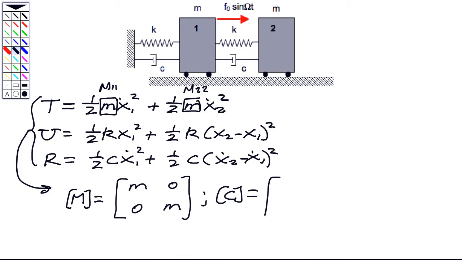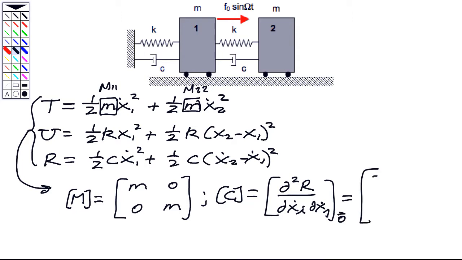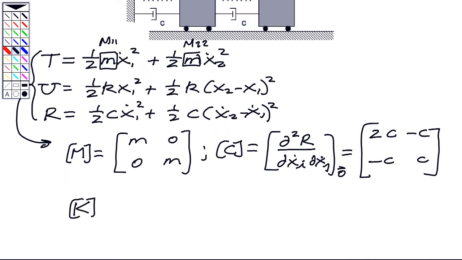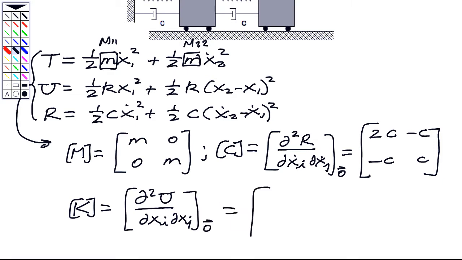The C matrix, as we know, is the mixed partial of R with respect to the x dots, evaluated at the equilibrium state. In that case, our C matrix becomes 2C, minus C, minus C, and C. Same kind of thing with our stiffness matrix K. We do the mixed partials of the potential term with respect to the x's, evaluated at the equilibrium state. So the K matrix becomes 2K, minus K, minus K, and K.